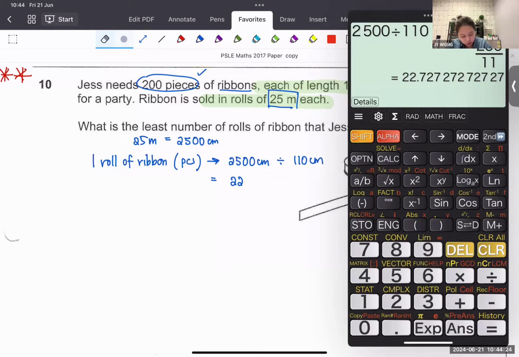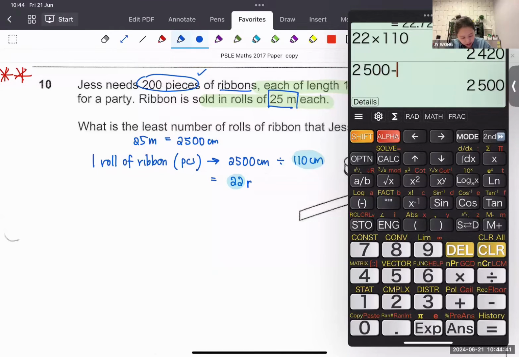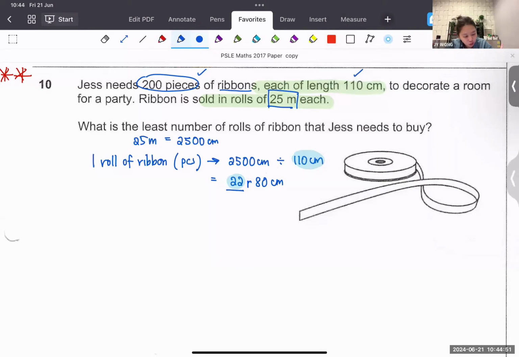What you can do is multiply back 22 times 110 because you want to know what's the length of these 22 pieces. So 22 sets of 110 will give you 2,420. So the remainder here will be taking 2,500 minus 2,420. The remainder is 80 cm. So every row of ribbon can cut 22 pieces. This means 22 pieces plus 80 cm of ribbon remaining.